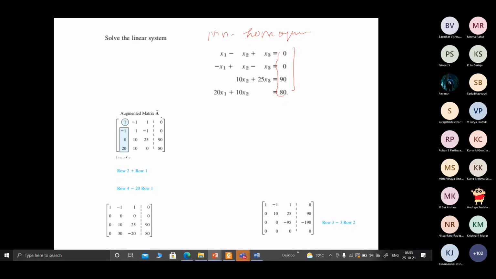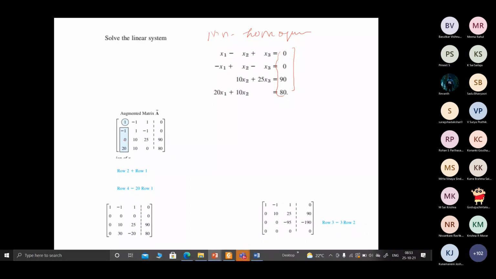Write the augmented matrix. This is the augmented matrix. So this is the coefficient matrix: 1, minus 1, 1, 0, minus 1, 1, minus 1, 0, 0, 10, 25, 90, 20, 10, 0, 80. So this is the augmented matrix. Now, with the help of this entry, I have to make all these entries 0.